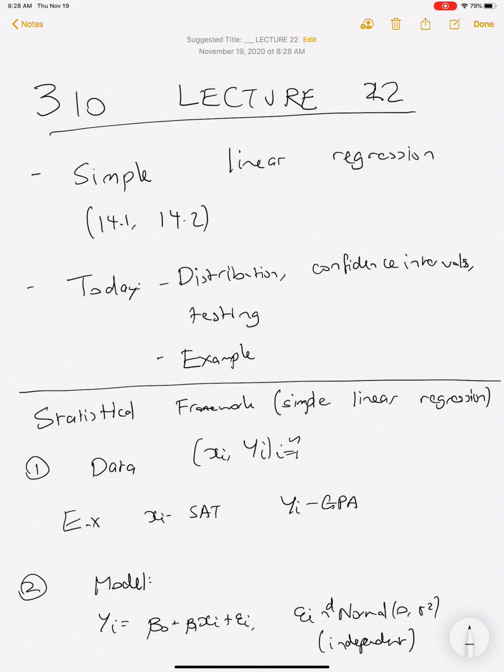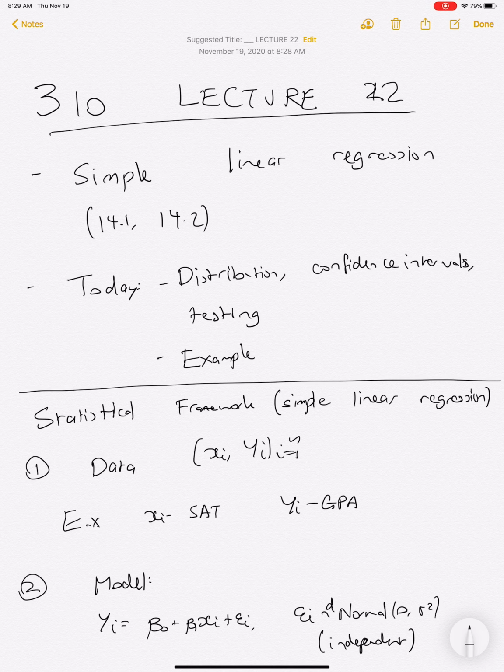This was something we started in the previous lecture, lecture 21, and we're going to finish off that discussion today by talking about the distributions and the confidence intervals, and about doing hypothesis testing for the parameters associated with simple linear regression. The previous lecture focused on point estimates for the parameters, and today we're going to focus on the distributional properties of these, and then we're going to finish with an example where we do some calculations in this context.